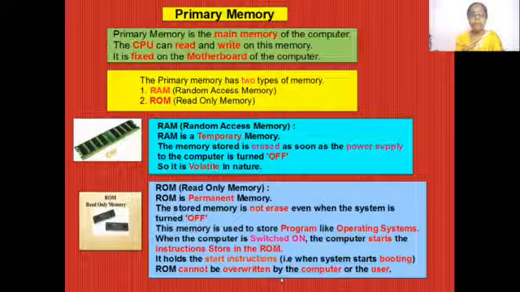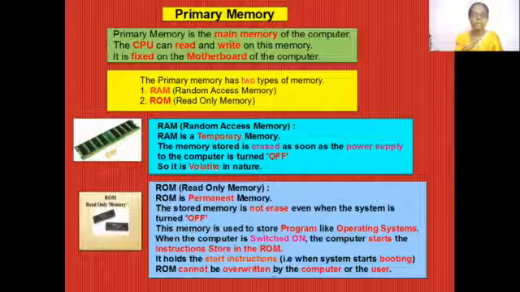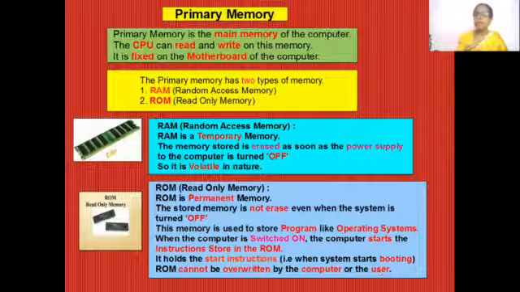So ROM cannot be overwritten. When you got it from the shop itself, you have all these things loaded into the computer, then it's sold to you. It holds the start instruction, that is when the system starts booting. ROM cannot be overwritten. You cannot write over this. Whatever program is there is for the computer to start working. It cannot be written by the computer, neither by the user. So the ROM is the most important memory.